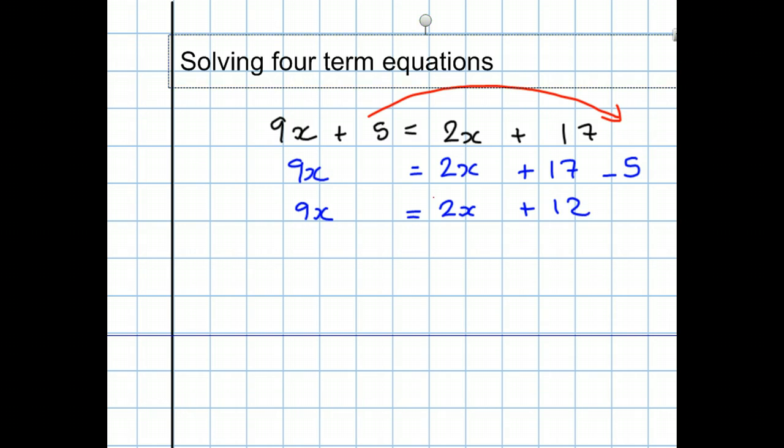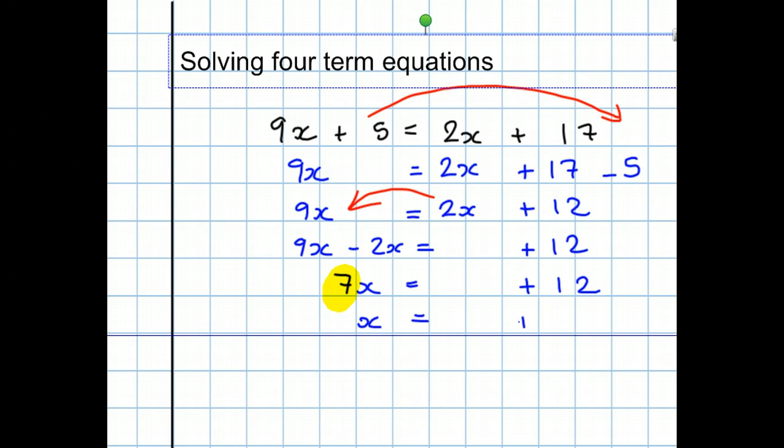And then we move the letter terms, the variable terms together. So we get 9x minus 2x equals plus 12. Simplify this. 9x take away 2x is 7x. So 7x equals plus 12. And then as we did with all the previous ones, we take the coefficient of x, or whatever variable they're using, and it goes underneath. So x equals plus 12 all over 7.